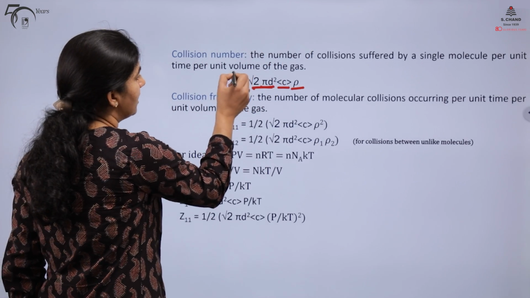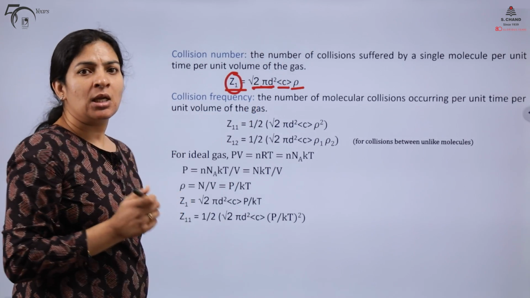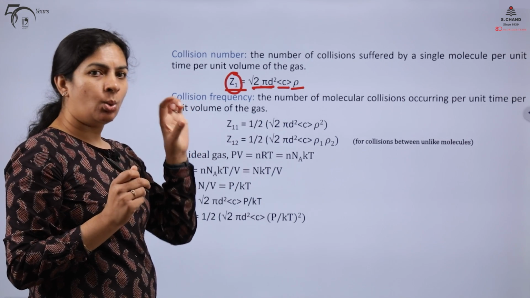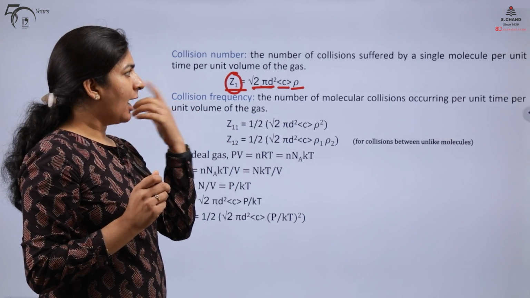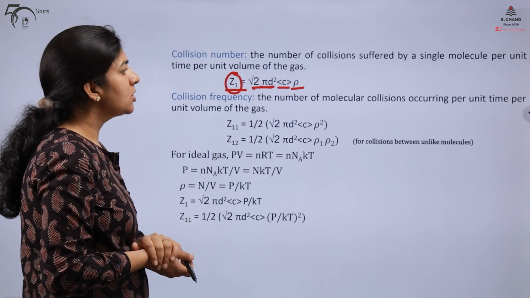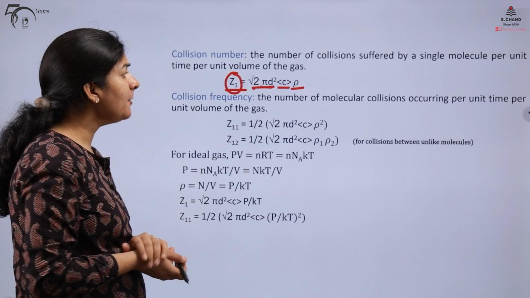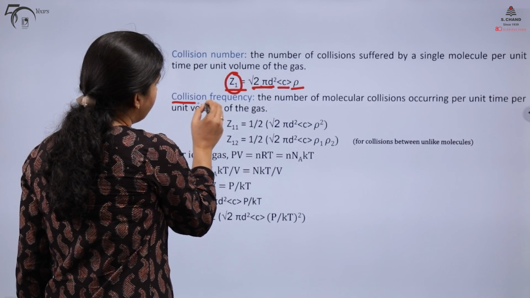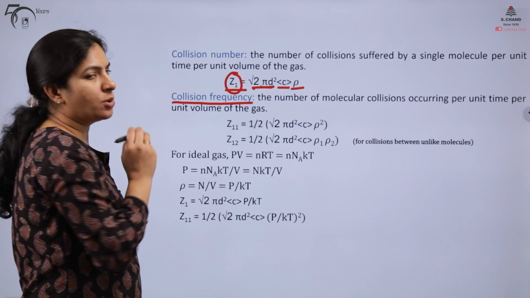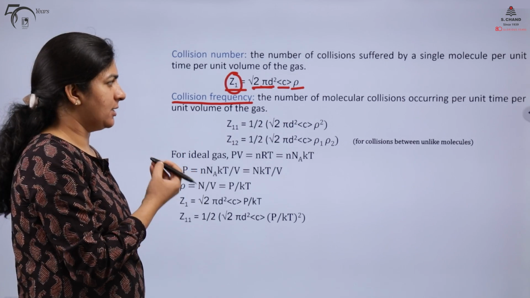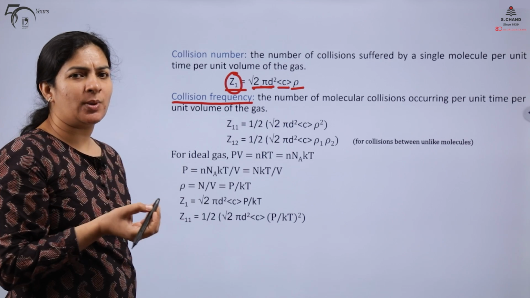So this term basically represents the number of collisions which a single molecule will have with the rest of the molecules present in its surroundings. Now there is another coined term which is closely associated with collision number, which is your collision frequency. So what is collision frequency?